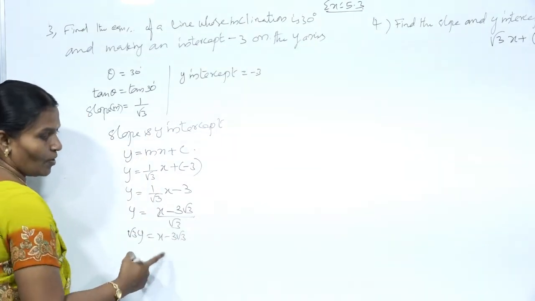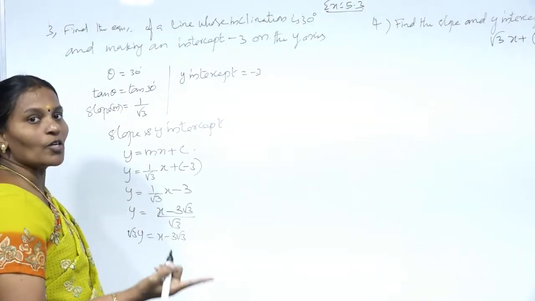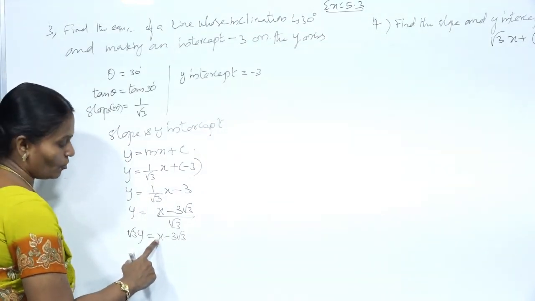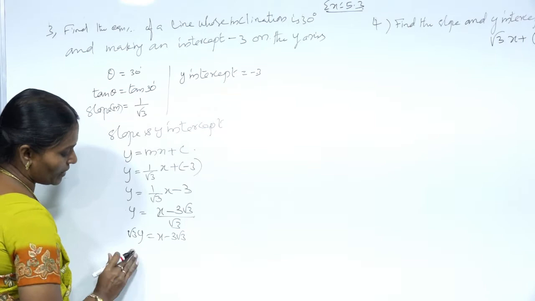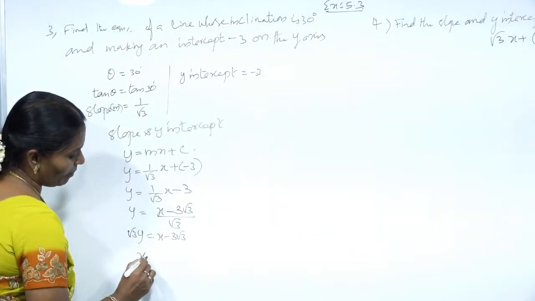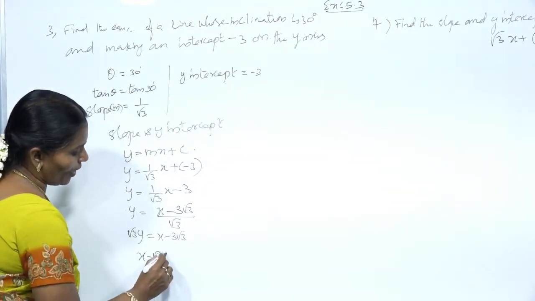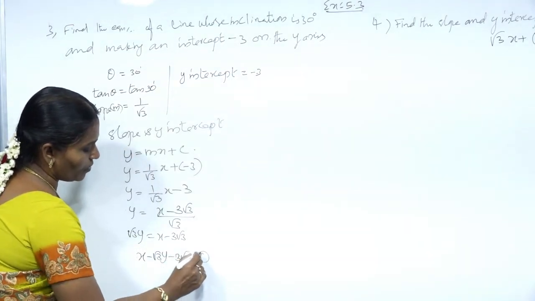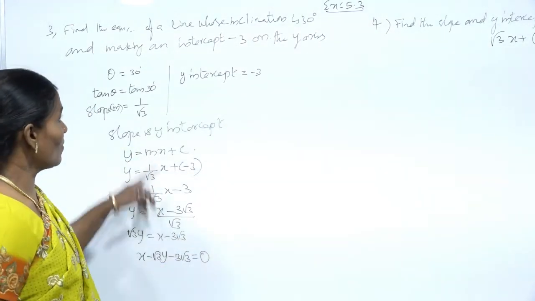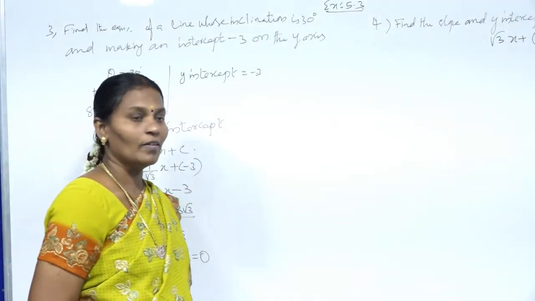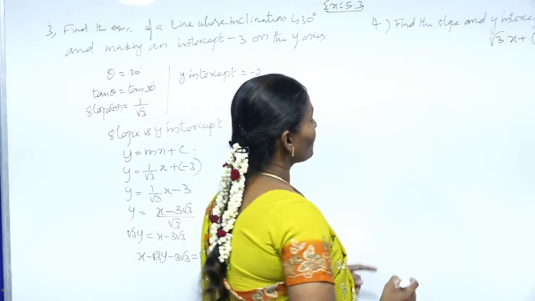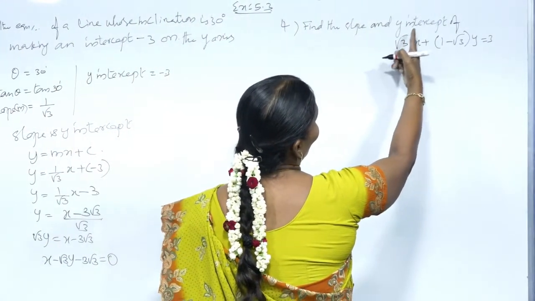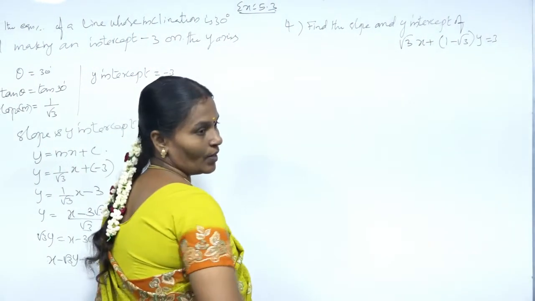So what is the general form? Ax plus by plus c is equal to 0. So you bring that form. Here x is positive, so the y term goes to the right side. So x minus root 3y minus 3 root 3 is equal to 0. This is the equation of the given line.